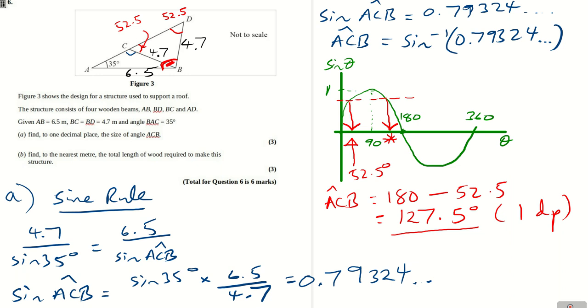Which means that the angle here, I'll shade in red, this angle here is just going to be 180 minus 35 minus 52.5, which is 92.5 degrees. And then all we have to do then is use the sine rule to find AD.